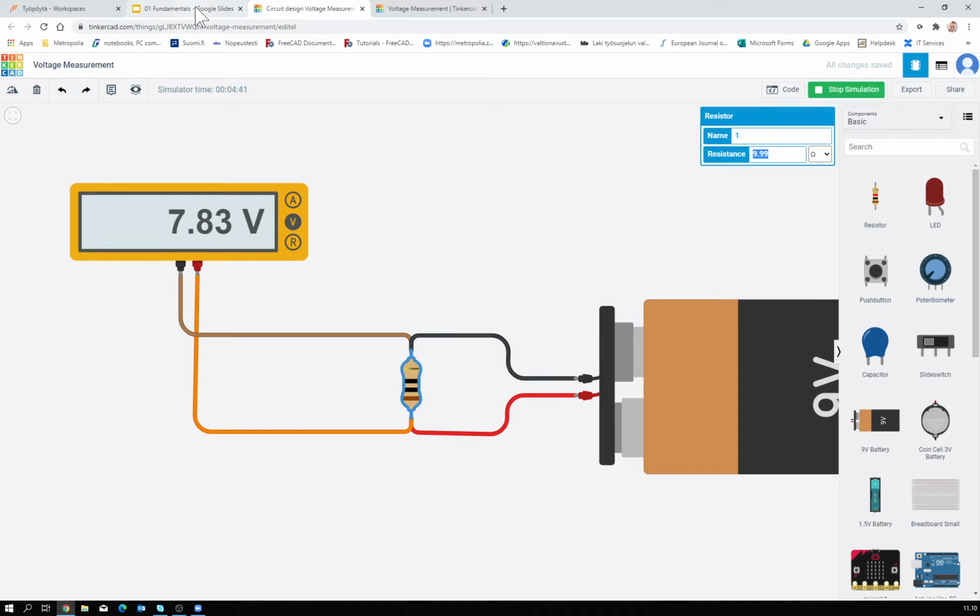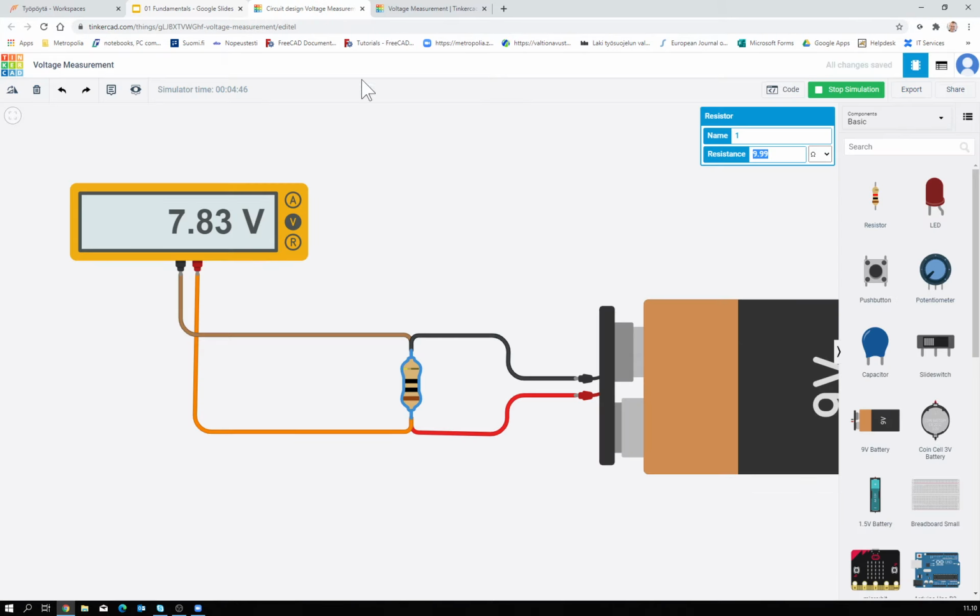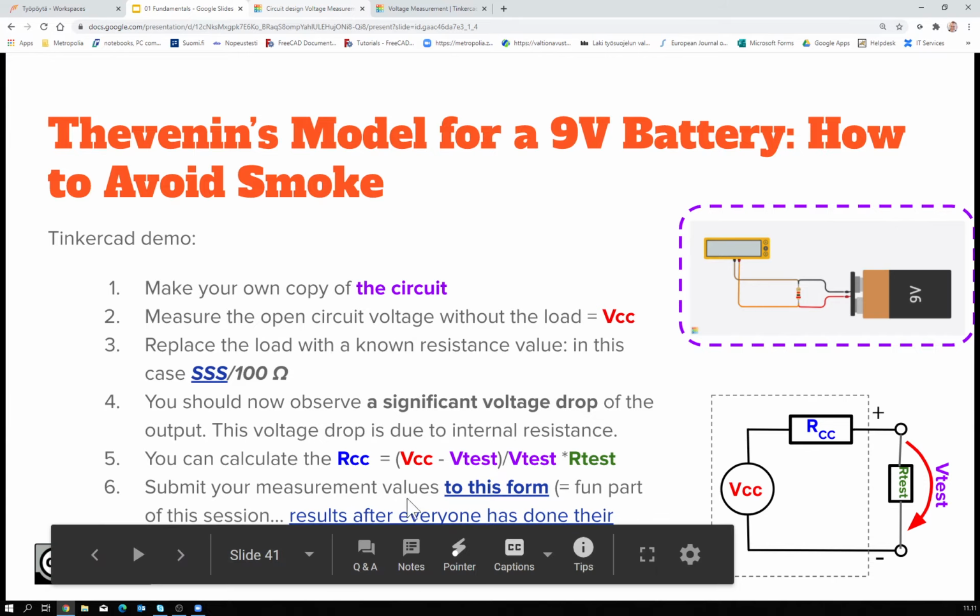And then I have the next part. You have probably now got that simulation done. Actually, how do you change the values? Well, you just click on the component, then you can change the resistance. Make sure that this selection is correct to ohms. Okay, next, submit your measurement values to this form.